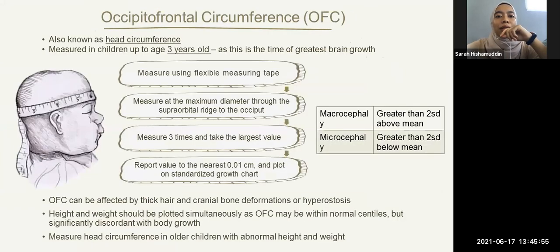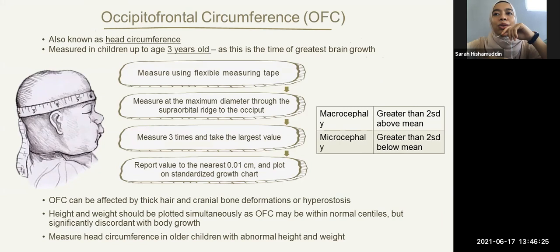Okay, next, the occipital frontal circumference, or the head circumference. Basically we measure it in children up to age 3 years old. Firstly, we measure using a flexible measuring tape. We put the measuring tape at the maximum diameter through the supraorbital ridge to the occiput, and then we measure 3 times and take the largest value.